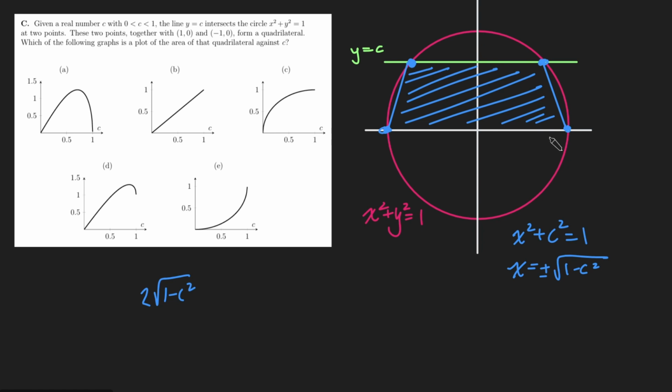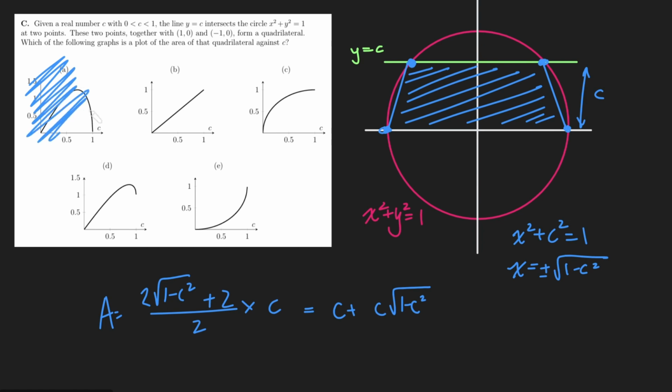If we add that to the length at the bottom, which is 2, and divide by 2, and then multiply by the height of this trapezium, which is just c, that's going to give us the area. Simplifying all of this gives us c plus c lots of square root 1 minus c squared. So this represents the area of our trapezium. We can actually eliminate a couple of options from this, the main one being option A, because when c is 1, the area of this trapezium is 1. Or as c approaches 1, the area approaches 1. So we can get rid of option A because that suggests the area should be 0, but it's not.